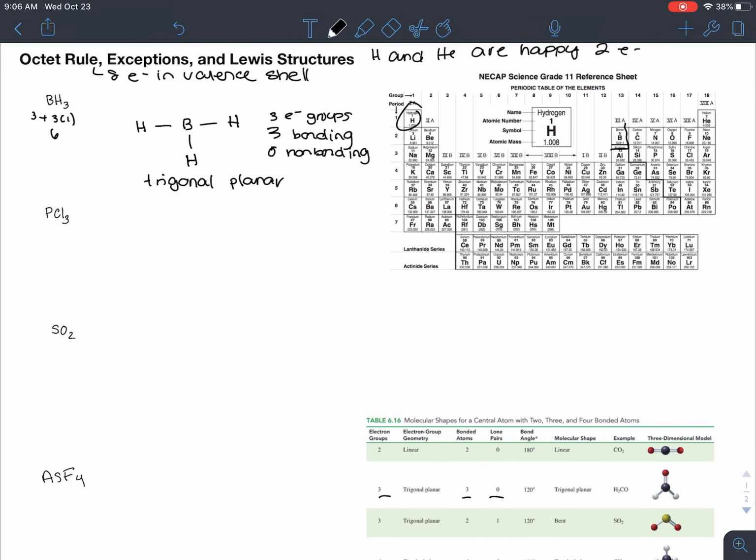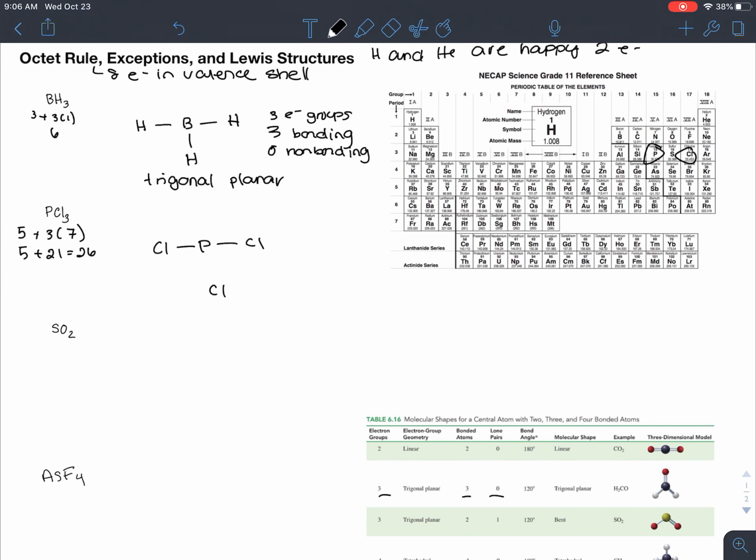Alrighty, now let's look at another one. PCl3. So I have phosphorus and chlorine. Phosphorus is here, chlorine is right here. Phosphorus has 5 valence electrons, and I have 3 chlorines, each of which has 7. So it's 5 plus 21, which is 26 valence electrons. Phosphorus can bond 3 times. Chlorine can only bond once, so the chlorines are going to go around phosphorus.